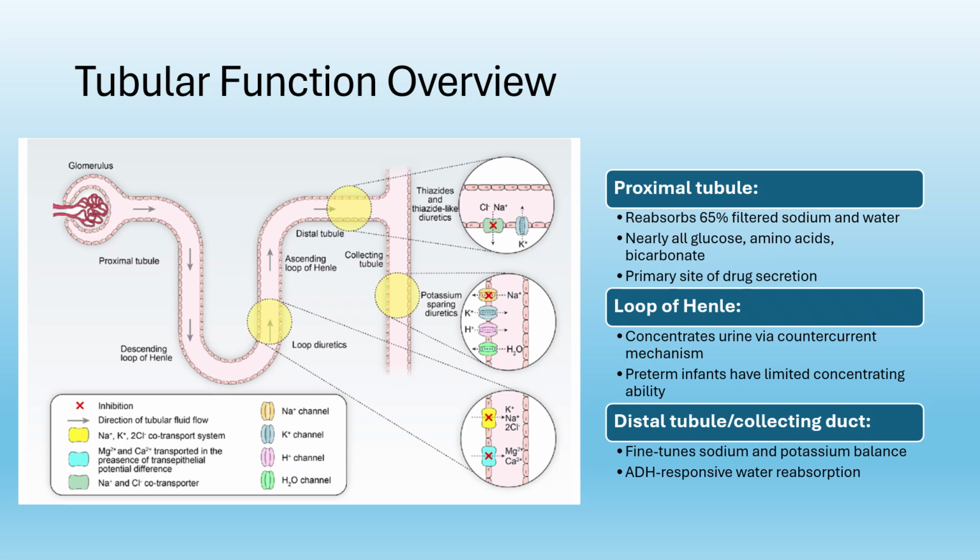Picture 2 pipes running parallel, but with fluid flowing in opposite directions. This design multiplies the concentrating effect. In adults, this system can concentrate urine to 1,200 milliosmoles per kilogram.